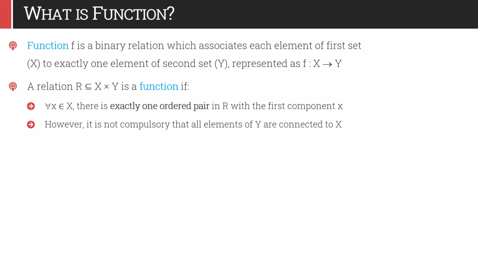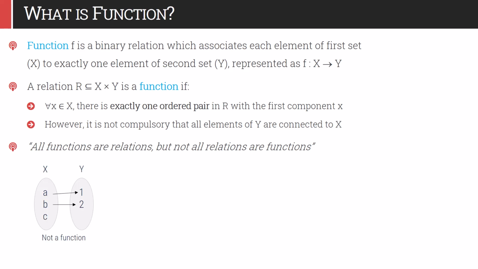It means one element of set X cannot be connected with two different elements of set Y. Right? And another thing is that it is not necessary that all the elements of Y are connected. Elements of X must be connected, but for Y there is no such restriction. If a relation holds these two properties, then it is a function. So ultimately, all functions are relations, but not all relations are functions.